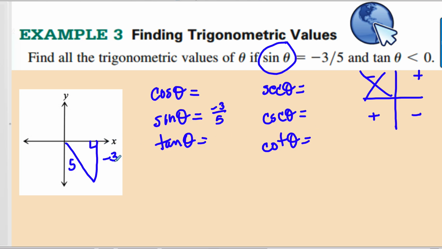So this is opposite over hypotenuse, and if we use our Pythagorean theorem, or you can just see that this is a Pythagorean triple, this length will be 4. Now that we have the length of all 4 sides, the cosine is 4/5, and the reciprocal function will be 5/4. This will be negative 5/3, and over here tangent is sine over cosine, which will be negative 3/4, and then this will be negative 4/3.